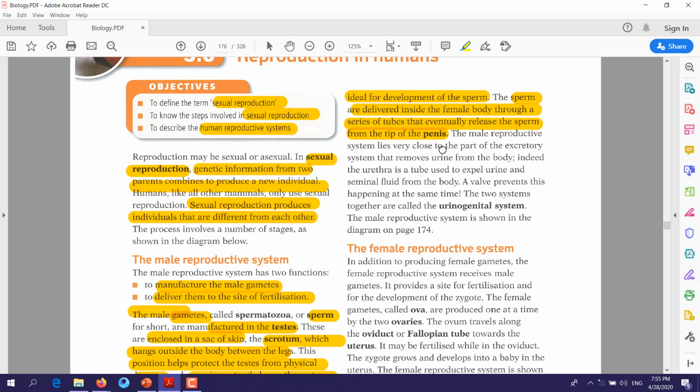The male reproductive system lies very close to part of the excretory system. The reproductive system and excretory system are close to each other, and also they are somehow connected to each other. Okay, how is that?